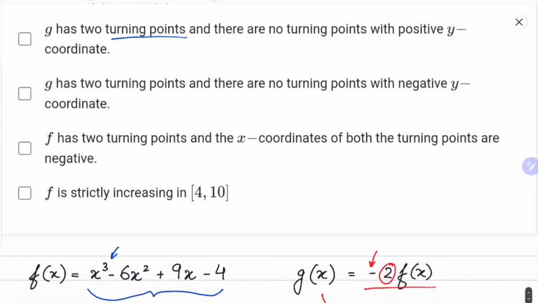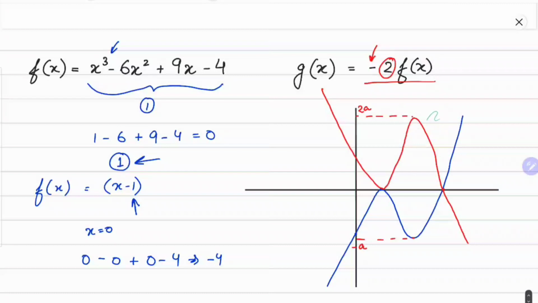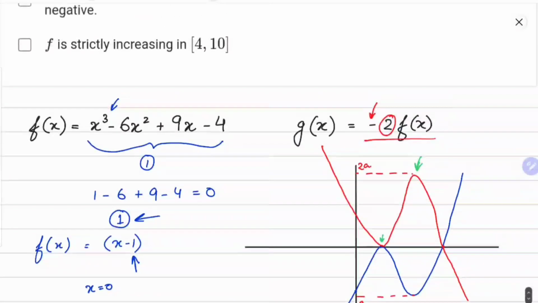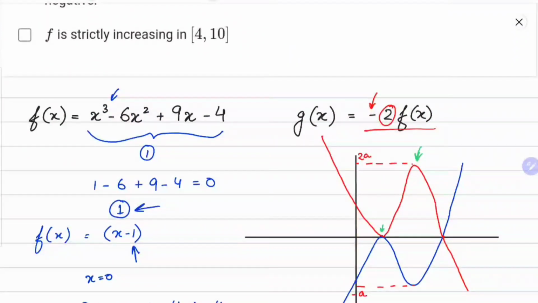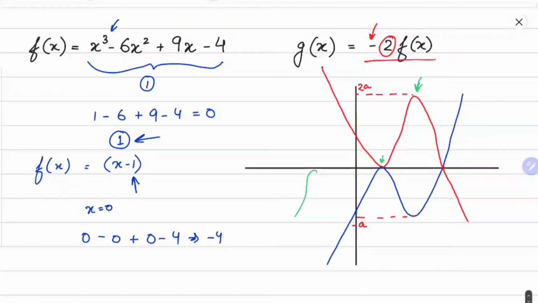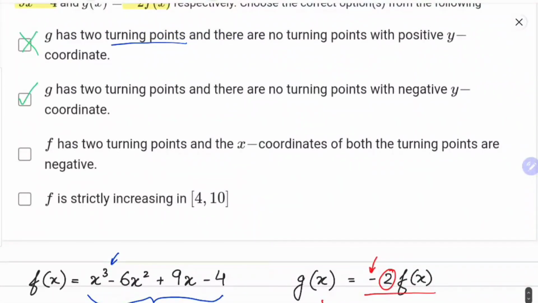The first option is: G has two turning points and there are no turning points with positive y coordinate. So G, this red one is the G graph, has two turning points. That's right, we have two turning points in G, but it is saying it doesn't have a turning point in positive y, whereas we have a turning point in positive y. So the first option is wrong. Second option is: G has two turning points and there are no turning points with negative y coordinate. You can see there are two turning points and there is no turning point in the negative y coordinate. So this comes out to be a correct option.